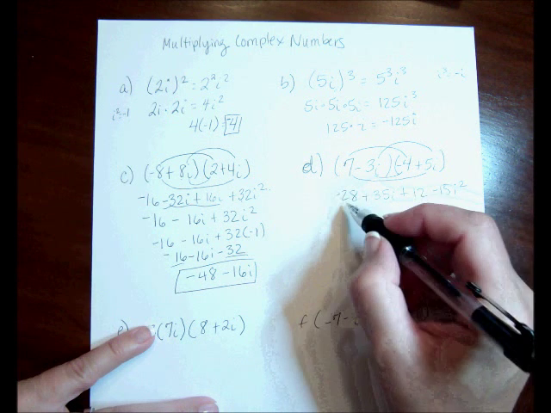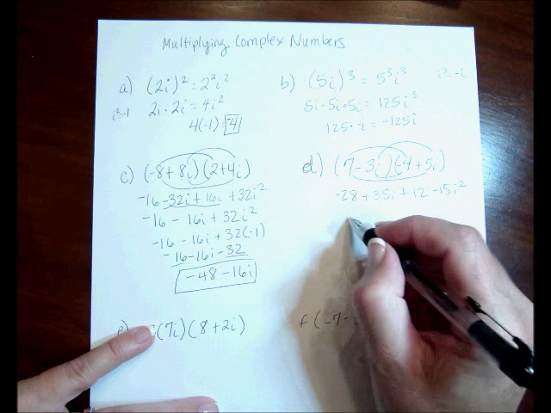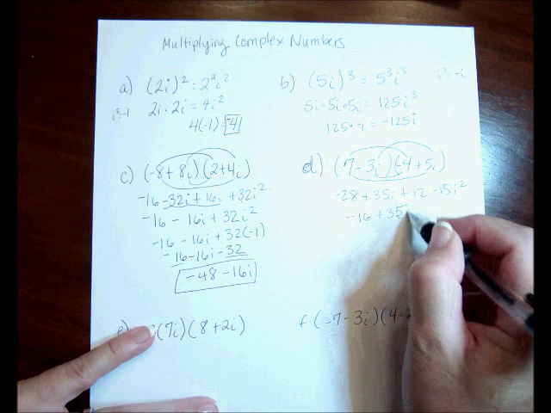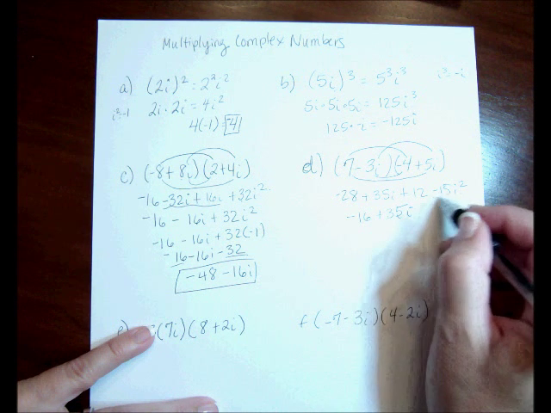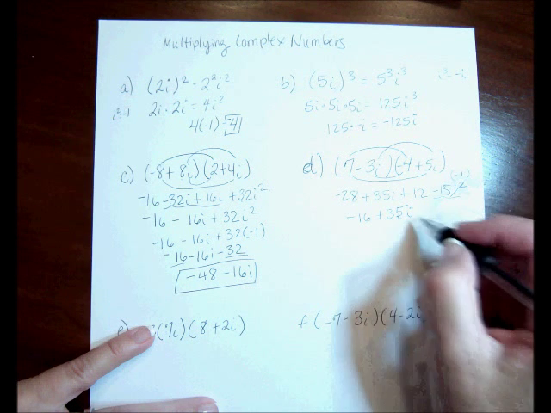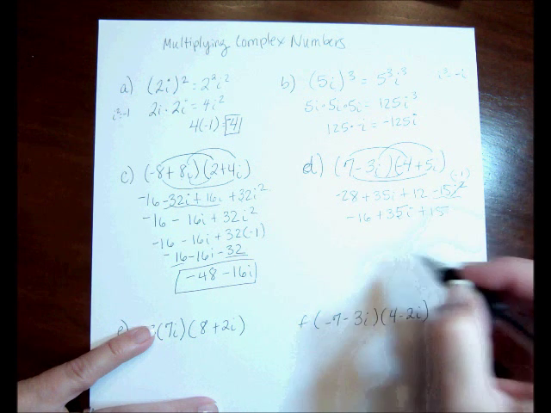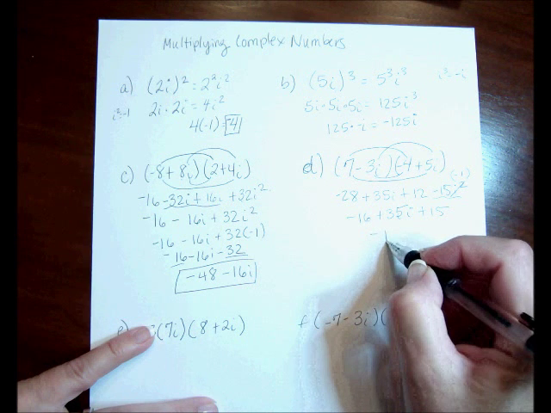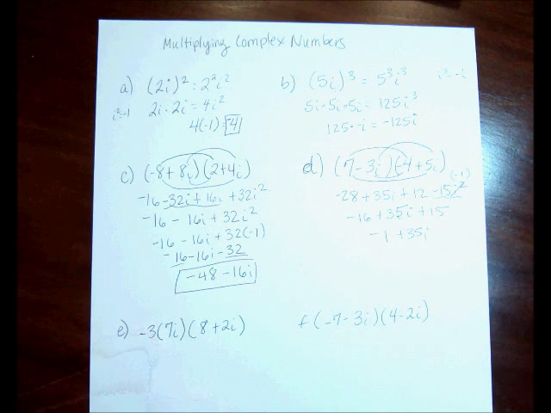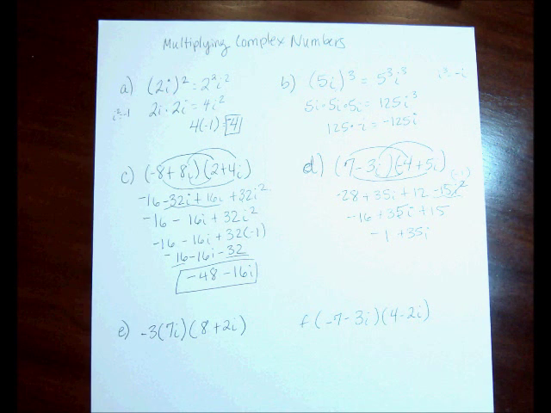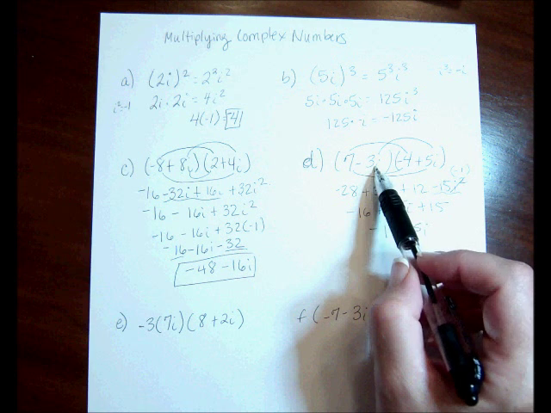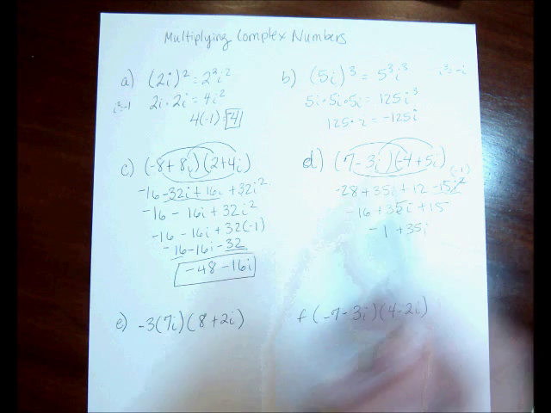So when I get to this point, I'm just going to combine like terms, and I have -16 plus 35i, and then I'm going to plug in i squared. I'm going to plug in -1 for i squared, so that's going to be positive 15. And then I have -1 plus 35i as our final answer. So this kind of gives you an idea of how you do it, and you do it the same way as if this i right here was x.